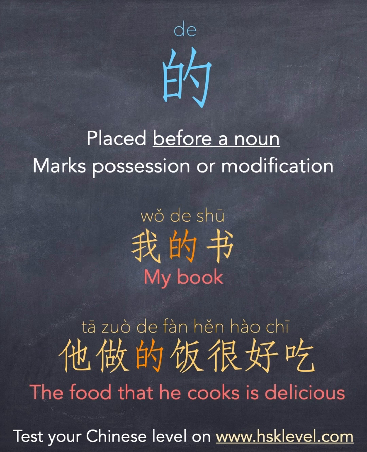The first de particle is always placed before a noun, and it marks possession, like in 我的书, my book, or modification. What is modification? For example, the food that he cooks modifies the noun food. In Chinese, we use this particle to express this modification. 他做的饭 the food, 他做的 that he cooks, 他做的饭 the food that he cooks. 他做的饭很好吃 the food that he cooks is delicious.